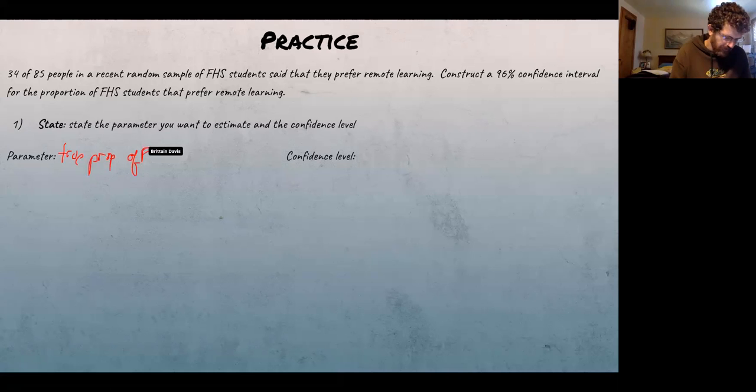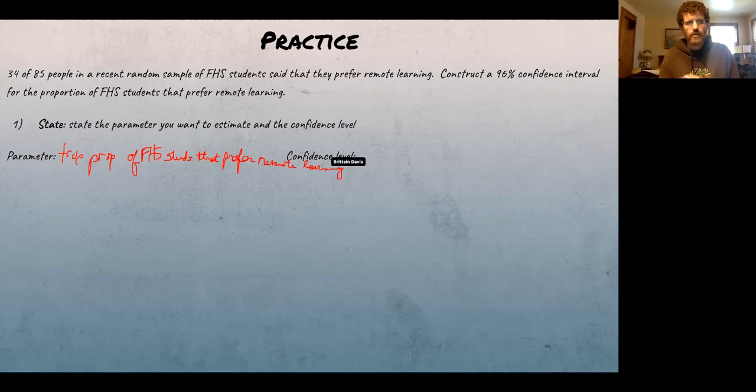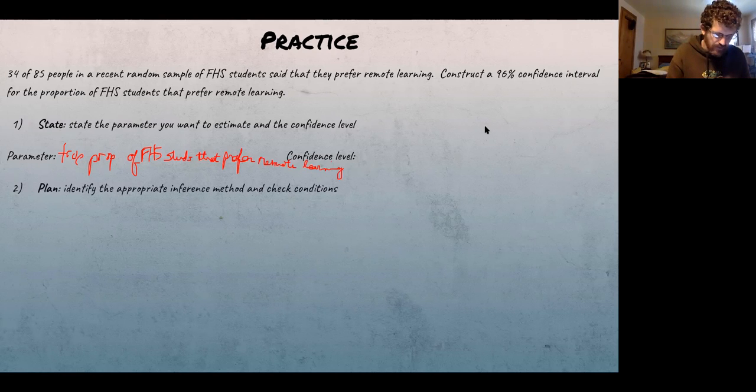of FHS students that prefer remote learning. Okay, that's what we're trying to estimate. And our confidence level is 96%. And just for our purposes right now, we saw that that has a critical value of 2.054.